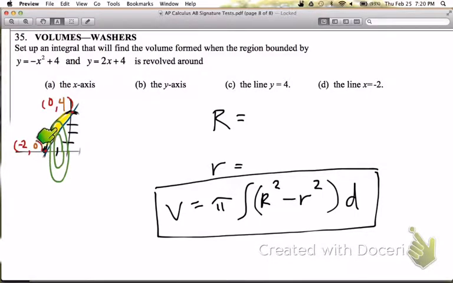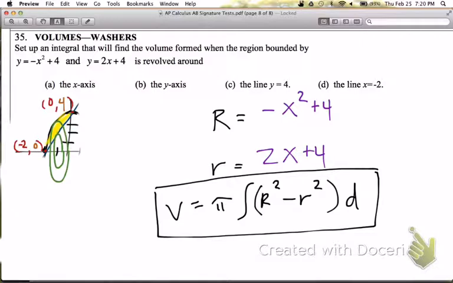From the x-axis up to this function here, all right, this is the upside down quadratic function. So the distance from the x-axis up to there would just be the equation of the quadratic function. So I'm just going to write, and I'll do it in purple so it's easy to see, negative x squared plus 4. That's the distance of the radius from the x-axis up to the top. From the x-axis to the bottom function, that's to the linear function. So the equation of the linear function is 2x plus 4.